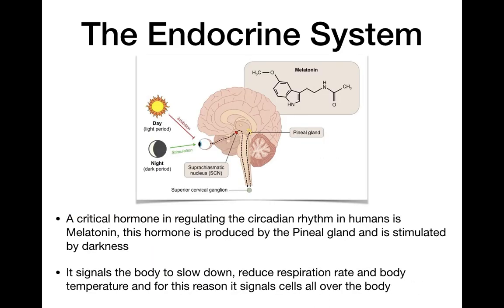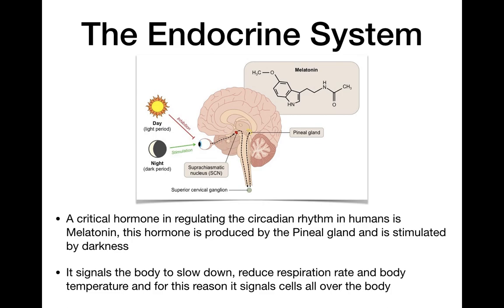Another example in the endocrine system is melatonin. This is really important for regulating what's called the circadian rhythm, which is your 24-hour day and night cycle. Melatonin is produced by the pineal gland. The pineal gland is a little tiny gland inside the brain, and it's stimulated by darkness. So when it's dark, you're going to have a stimulation through the eye, through the retina. It's going to stimulate the pineal gland to produce melatonin.